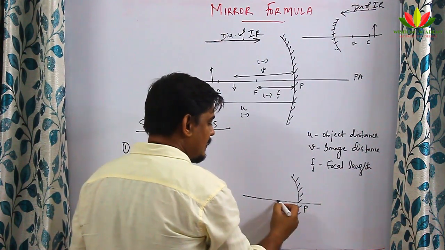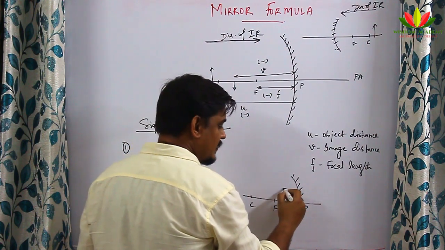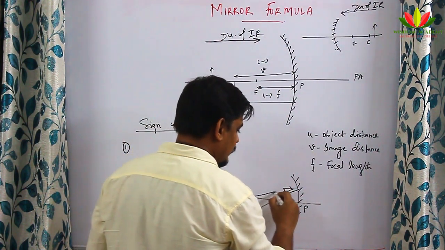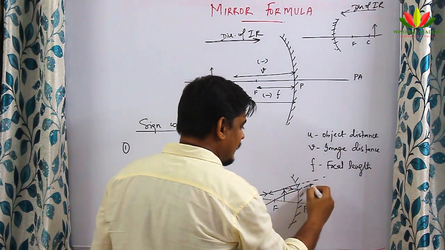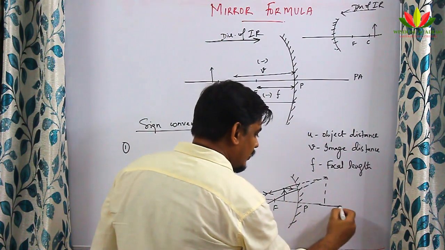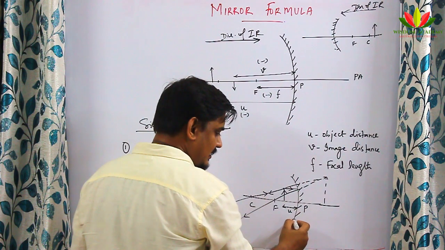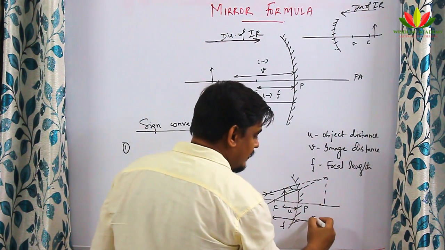This was P, this was F and this was C. When the object was kept here, the first ray went parallel to the principal axis and passed through the focus. The second ray was passing through the center of curvature and went in the same path. When extended on the back side, the image was formed somewhere here. So in this case, this will be U, object, this will be F and this will be V.